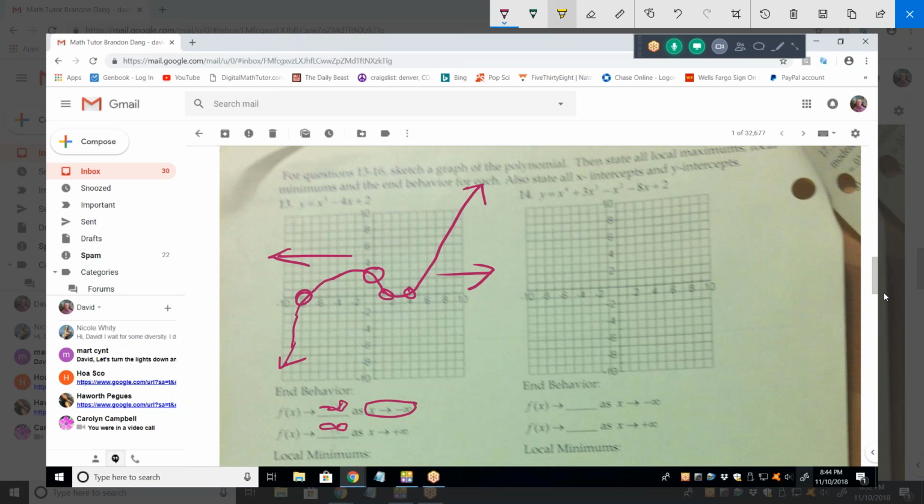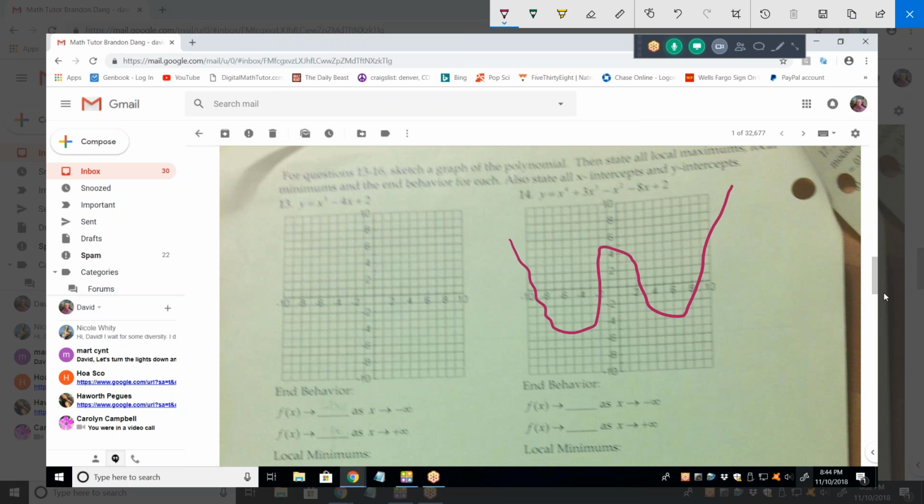Okay. Now, let's go to the second chart. Now, that is a quartic. Quartics end up looking like this. Something like that. Okay? So, based on the way I drew it, tell me some local maximums and minimums.